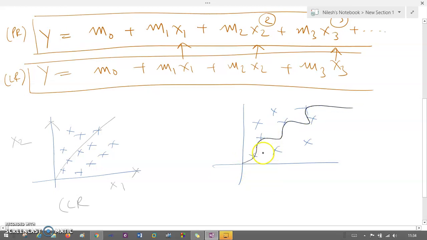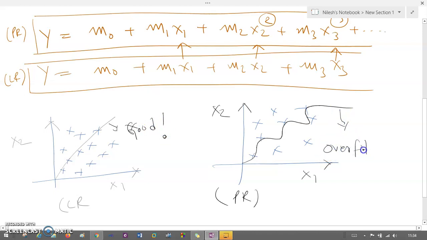This is the polynomial regression line. This is also the x2 and x1, the same original predictors, and this is my PR. But then if you see, this is an okay model, this is a good model. However, there is a high variance, and that's why it is an overfit model. I don't think I can use this overfit model. However, I can use this good model, right?